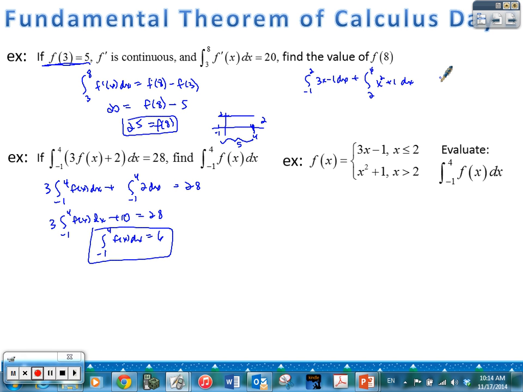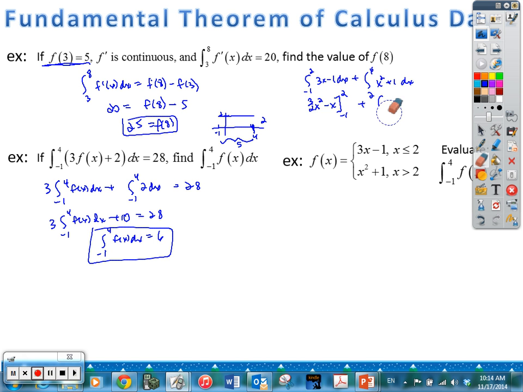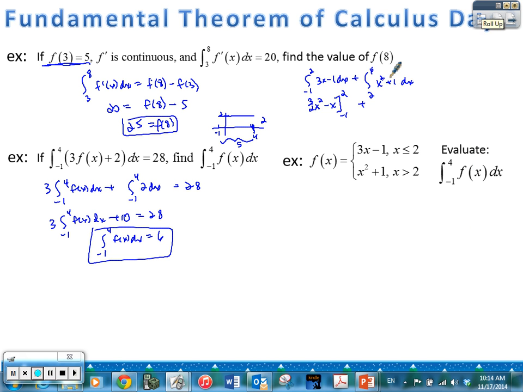So once we get it split apart, we find our antiderivative. We do f of b minus f of a. So the antiderivative of this would be 3/2 x squared minus x, evaluated from -1 to 2. And the antiderivative over here would be 1/3 x cubed plus x from 2 to 4. Okay? And so we want to go ahead and do our f of b minus f of a. So 3/2 times 2 squared minus 2, minus, let's substitute the -1 in. -1 squared is 1, so it's 3/2 plus 1.